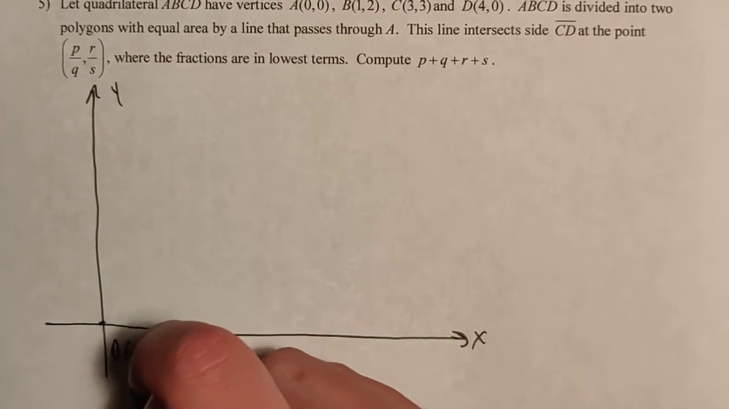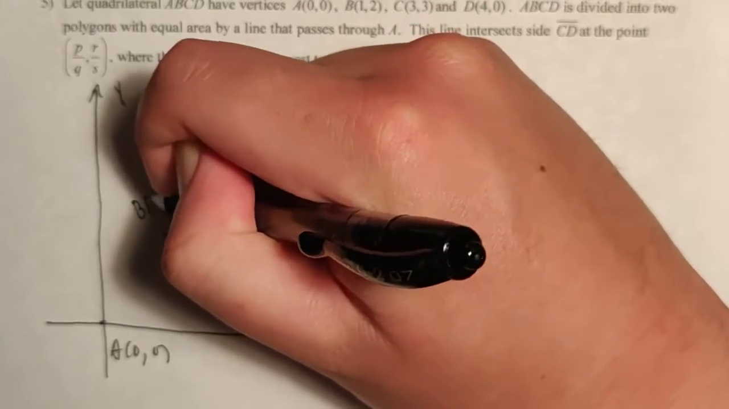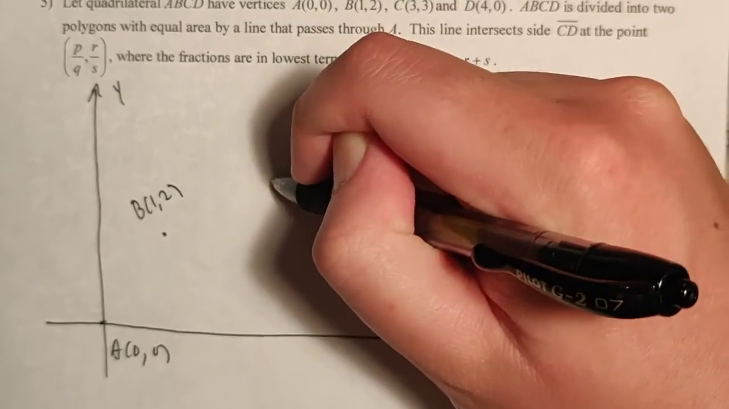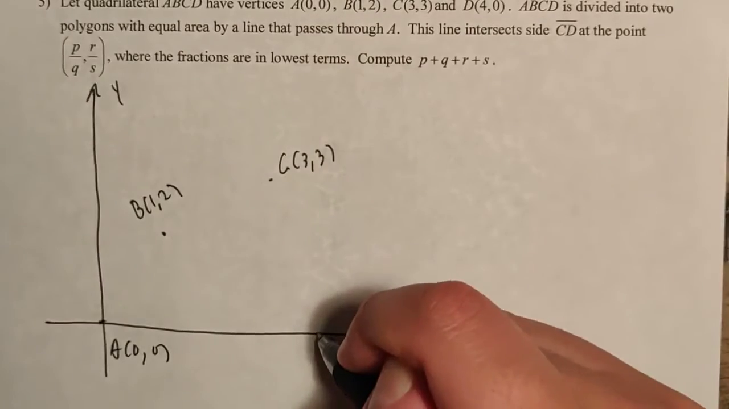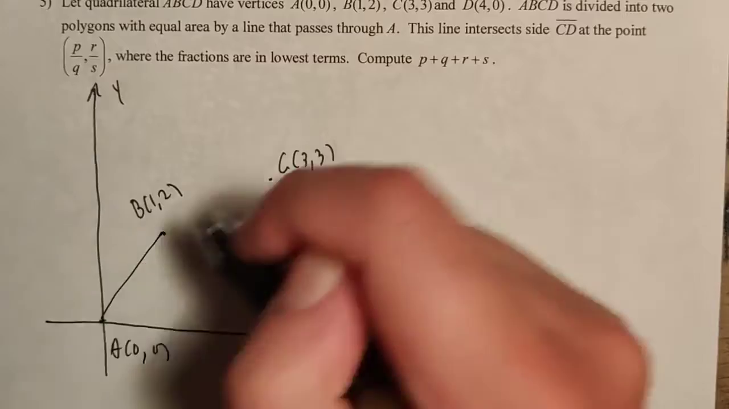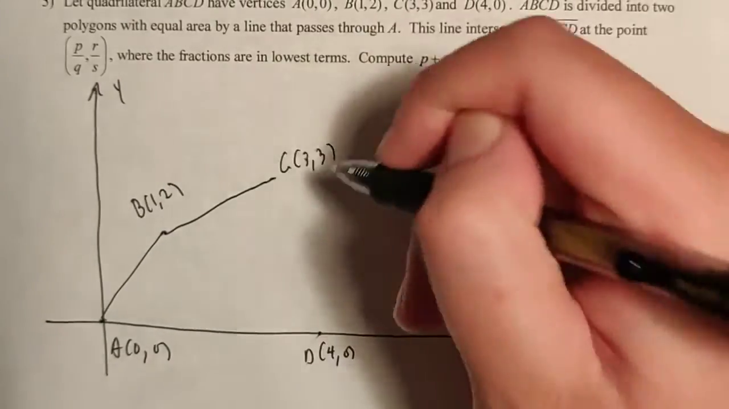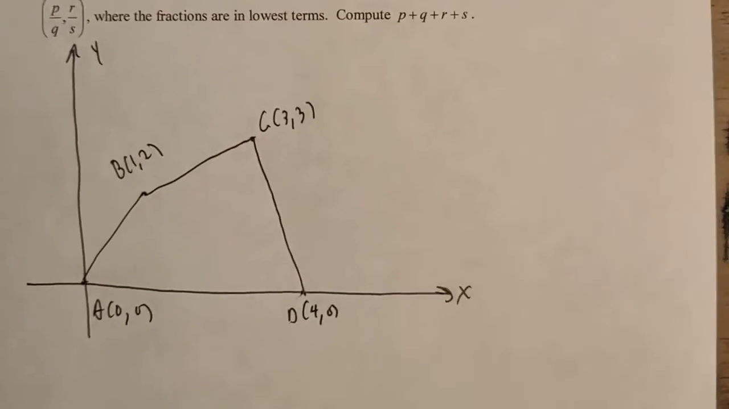So here's A at 0, 0. B is going to be at the point 1, 2. C is going to be at the point 3, 3. And D is going to be at the point 4, 0. Alrighty, so we're going to go ahead and sketch this out here. So ABCD, as you can see, is some sort of irregular quadrilateral here.